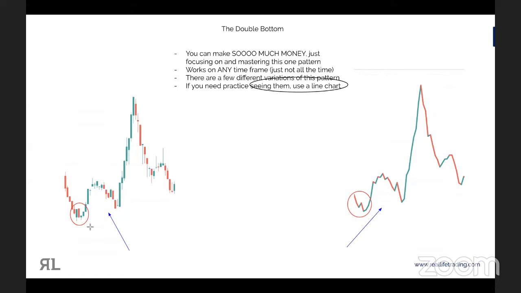Type in a six if you did not see that. And it's okay if you didn't. It's not a big deal. But that is a double bottom. Just a small one. Just a very quick one. It happened on a different time frame, on a different fractal.